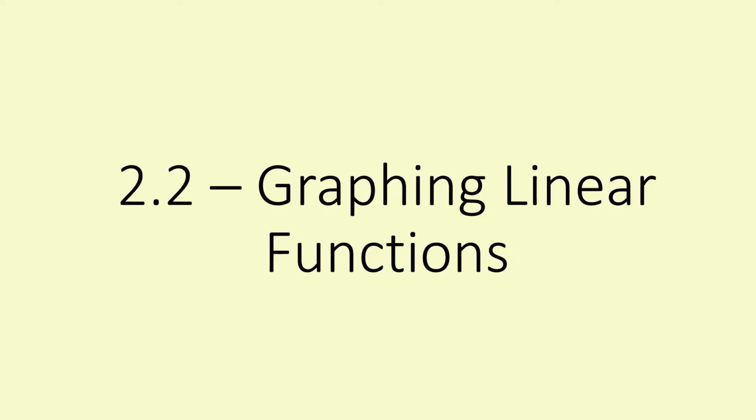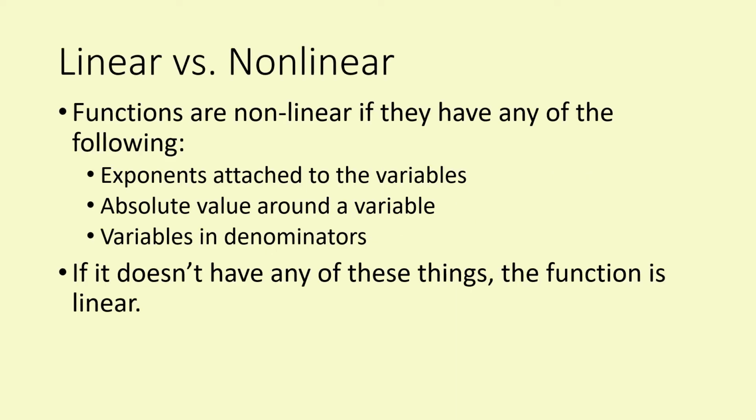Section 2.2 is going to refresh on all three different forms of graphing linear functions. First off, what's linear versus nonlinear? Linear is a graph that makes a straight line. Nonlinear is any graph that doesn't make a straight line, something like a parabola or an absolute value or anything that curves.